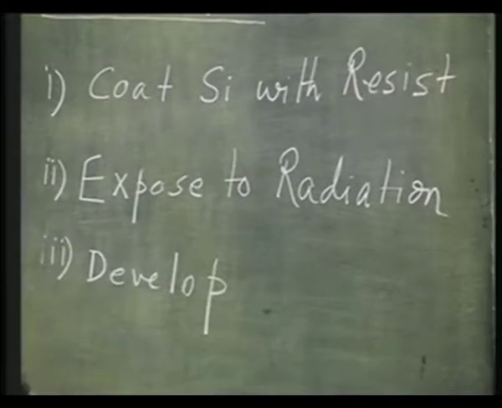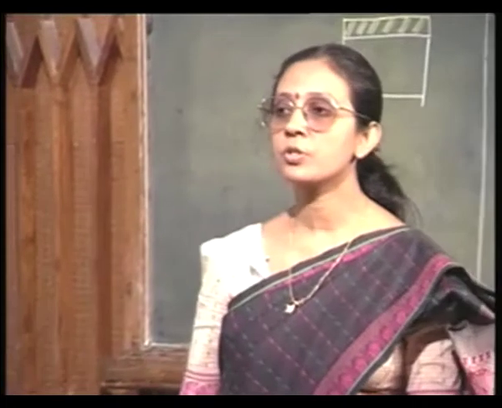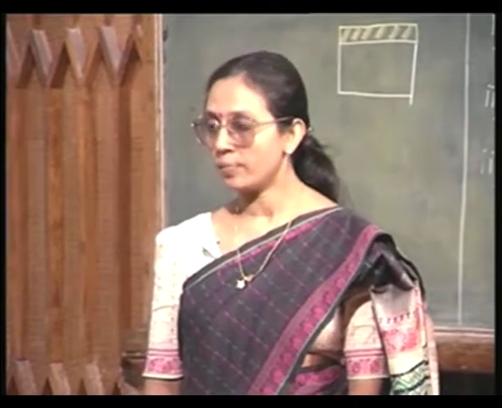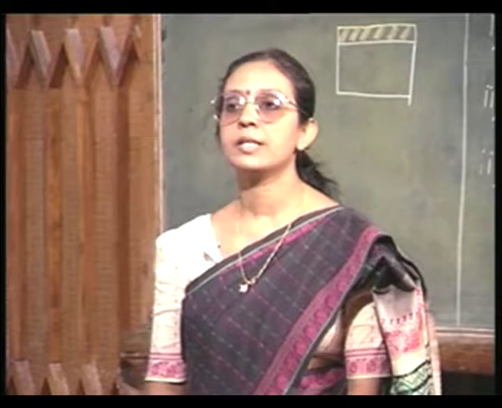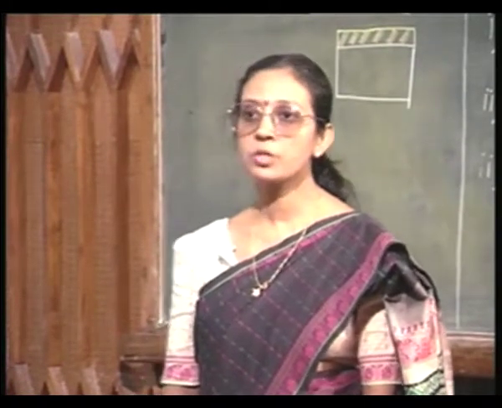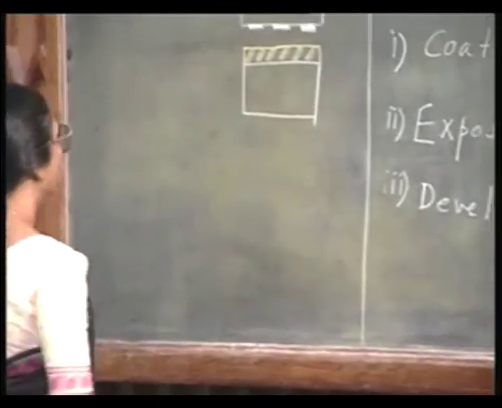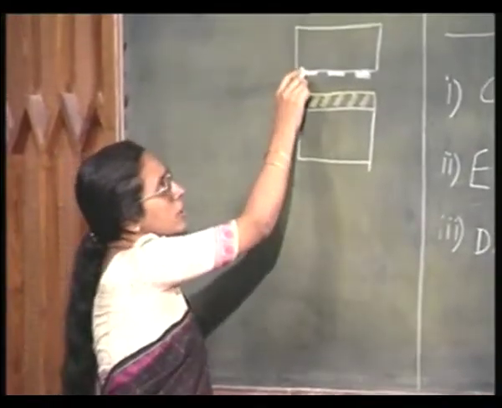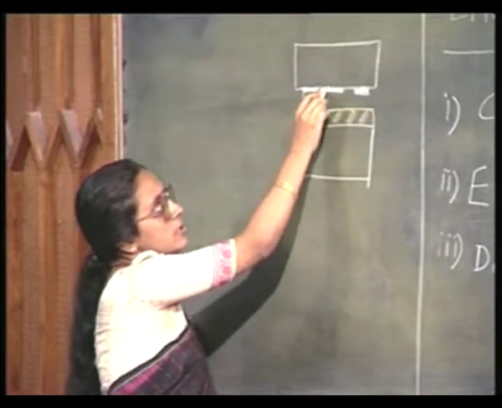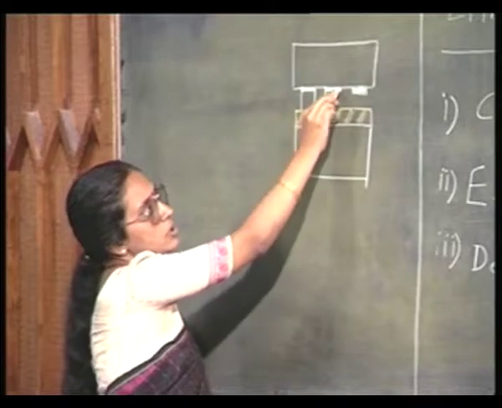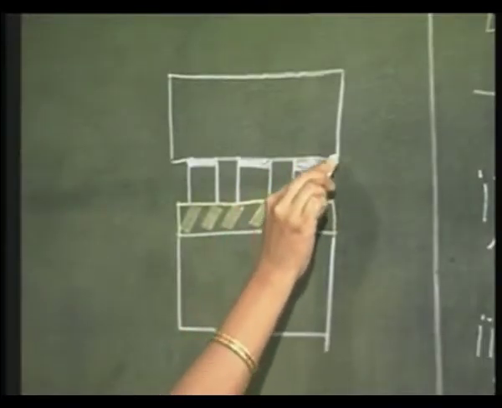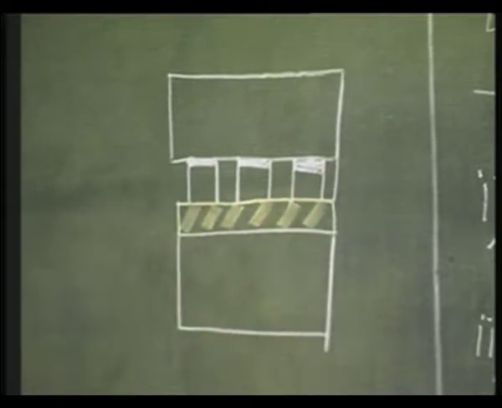I have already told you that the exposed resist has its properties changed. Suppose the exposed portions have become soft, easy to remove. Then what is going to happen? This is the portion which is exposed to the radiation. Again, this is the portion which is exposed to radiation, and this is the portion which is exposed to radiation.